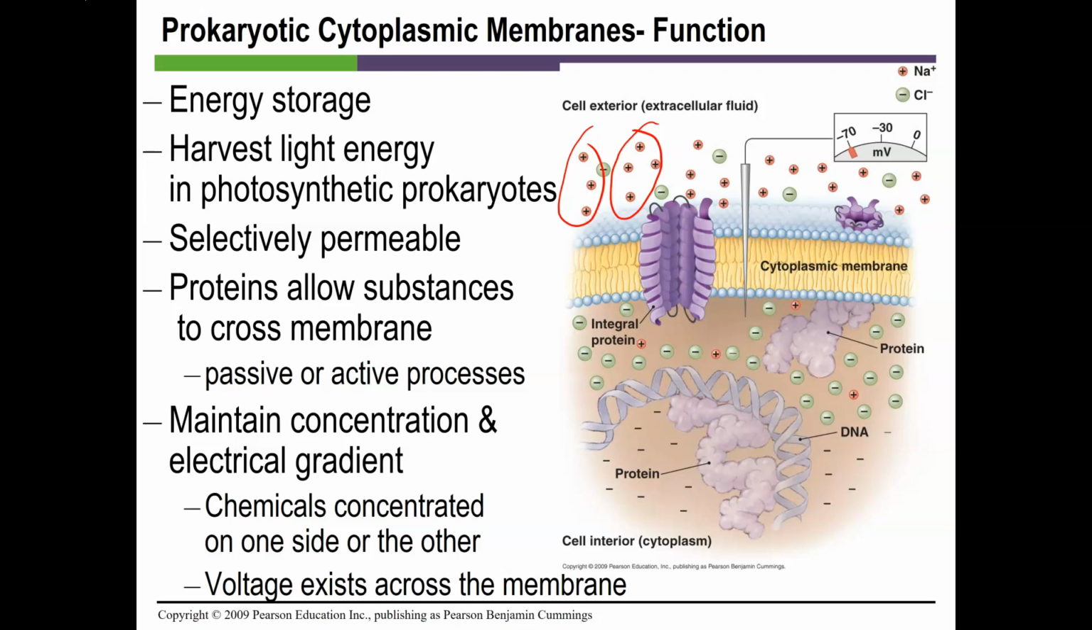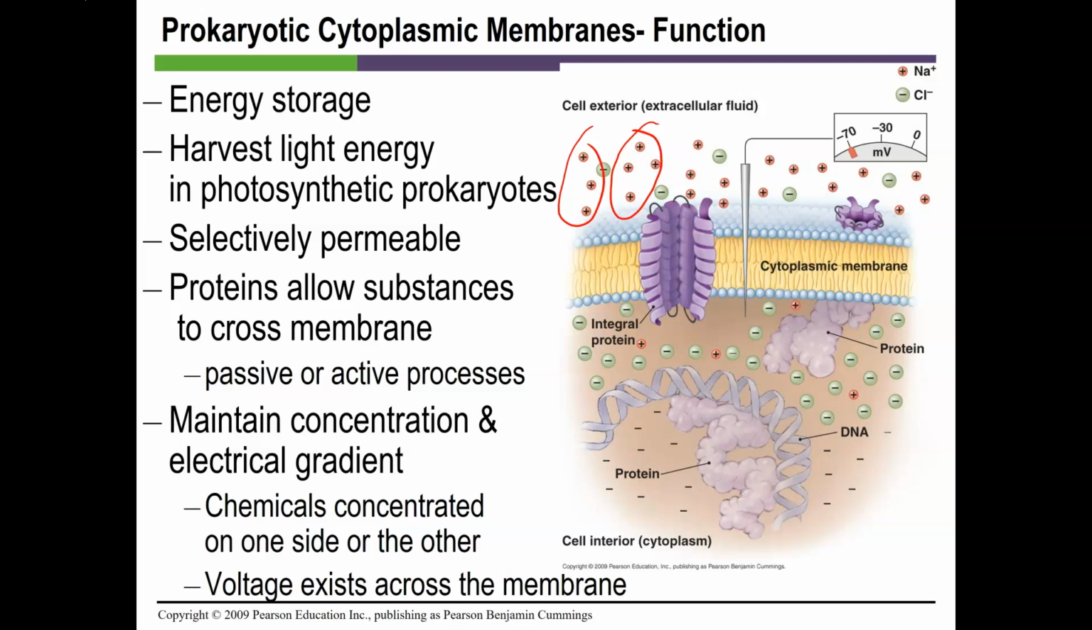So the membrane is maintaining this concentration and electrical gradient within the cell in order to allow the cell to function. Chemicals, molecules, are going to be concentrated on one side or the other, and that actually is going to create a voltage as is shown in this image.